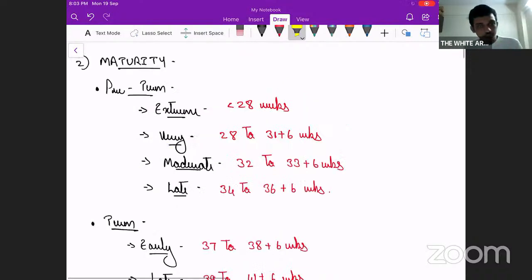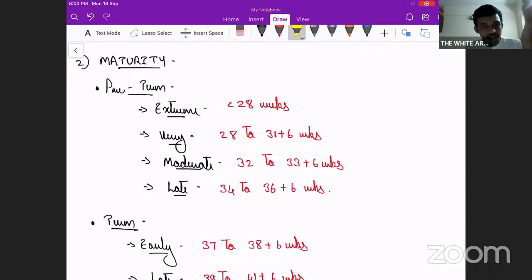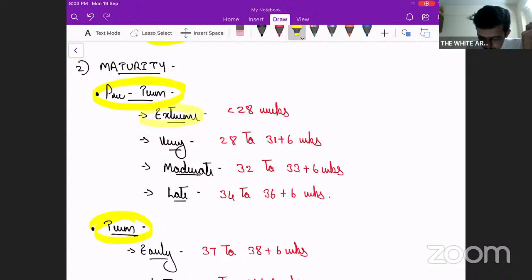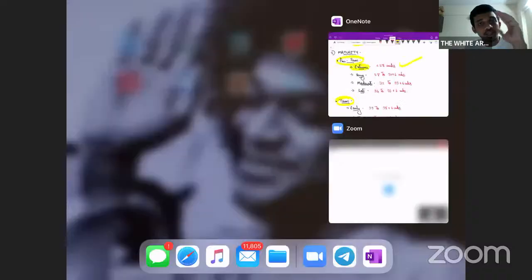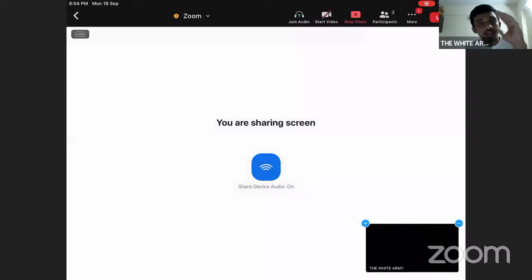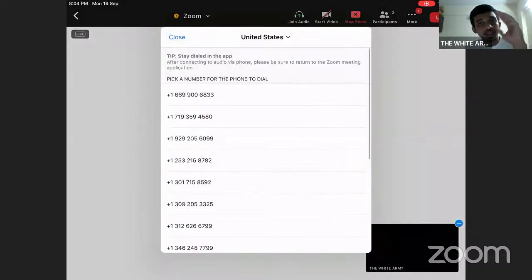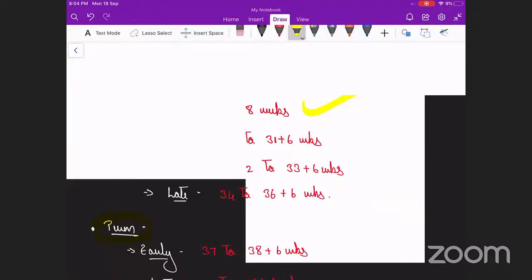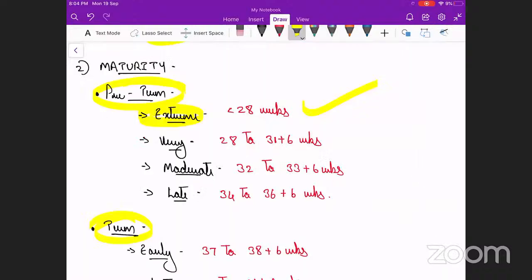Now, based on maturity, how do we classify them? Based on maturity, we can classify them as preterm, term, and postterm, correct? Among this, in the preterm, who are extreme preterms? Extreme preterms are the ones who are born less than 28 weeks period of gestation.